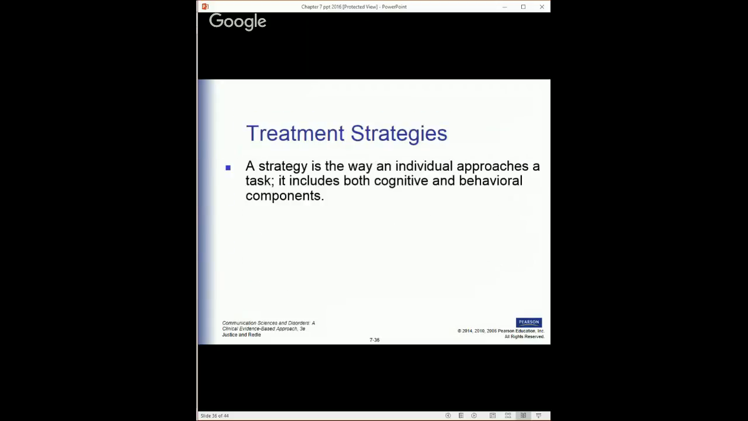Treatment strategy is the way an individual approaches a task. It includes both cognitive and behavioral components. These treatment strategies describe the manner in which treatment targets are addressed.